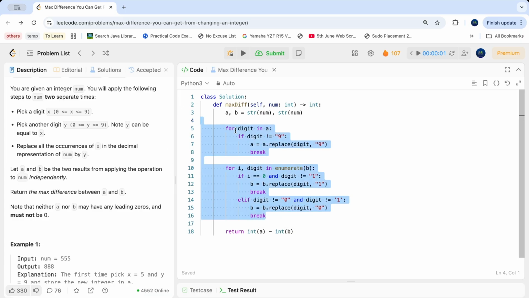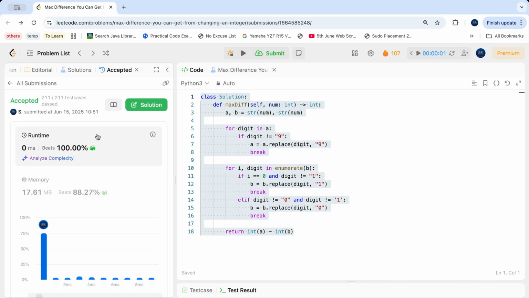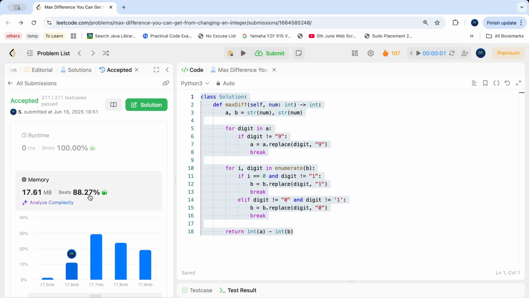So after these two loops, we will have the value of a and the b. A will be maximum, b will be minimum. We can just return the value of int of a minus int of b because our a and b are strings as of now. So this is the complete solution and I can just submit the code and this is going to pass all the test cases. So yes, you can see this is a pretty efficient code for this particular problem. The runtime is good, the memory used is good, so we have solved this particular problem.